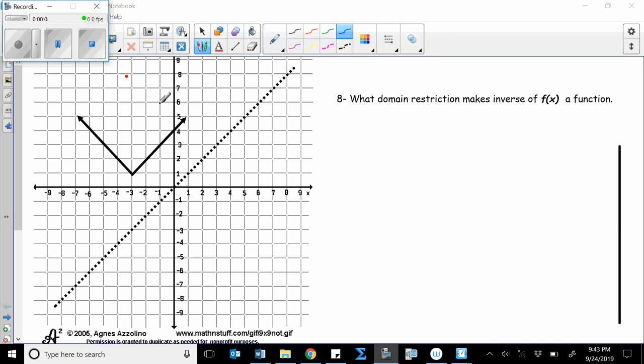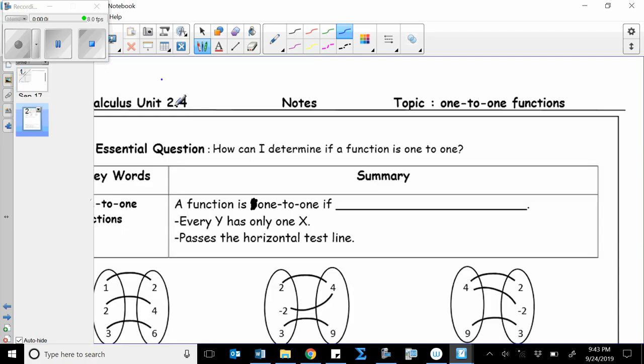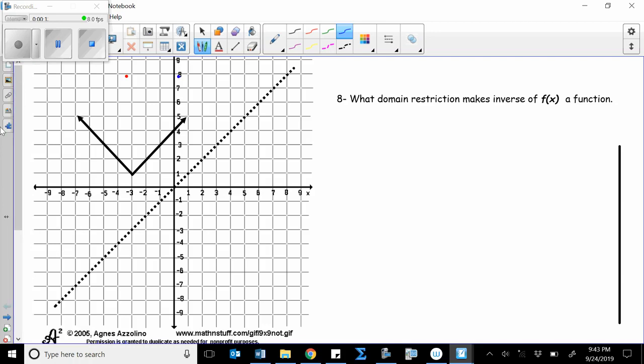Hi everyone. Today we're going to learn about one-to-one functions. But before talking about one-to-one functions, I want to talk about this problem because this helps us learn more about the one-to-one function. So we have a graph here. We want to know what domain restriction makes the inverse of f of x a function. So let's see what's happening here.